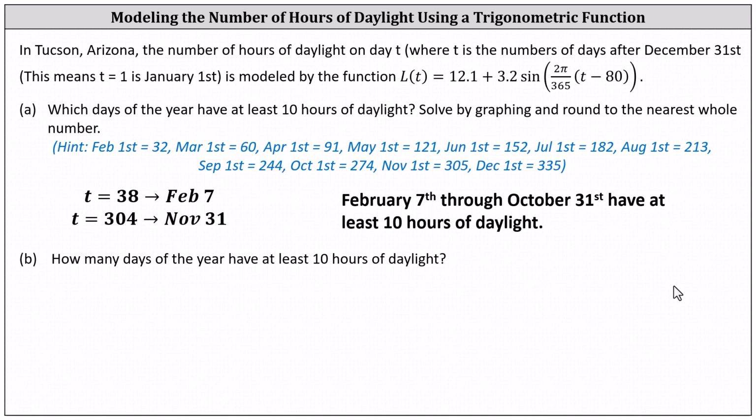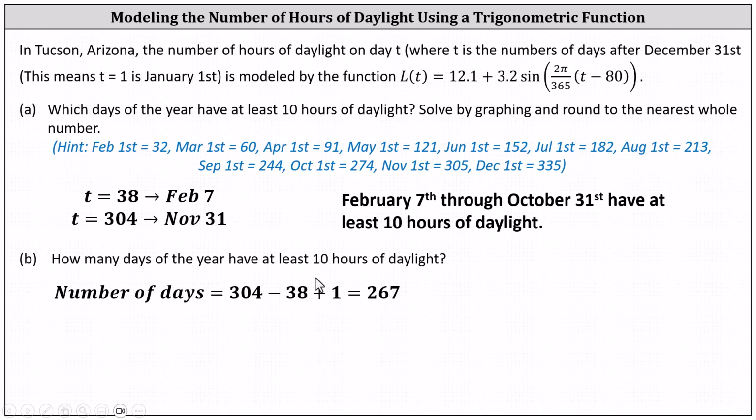For part B, how many days of the year have at least 10 hours of daylight? To obtain the number of days, we determine the difference of the t values and then add 1. This gives us 304 minus 38 plus 1, which is 267.